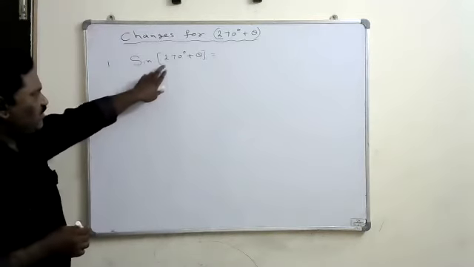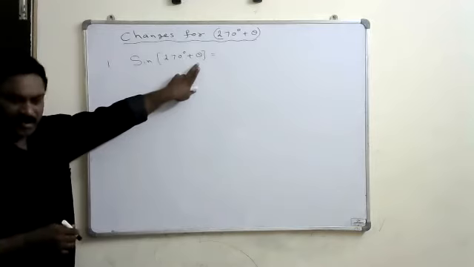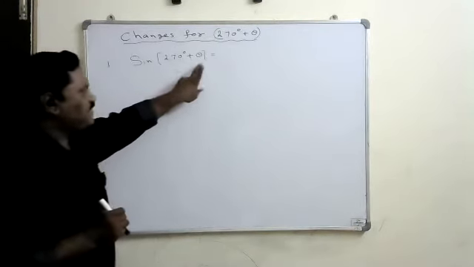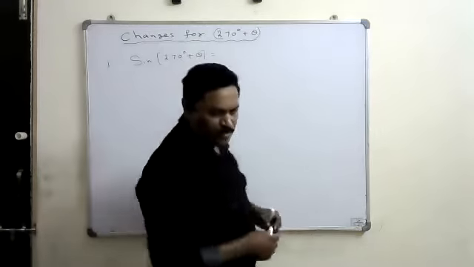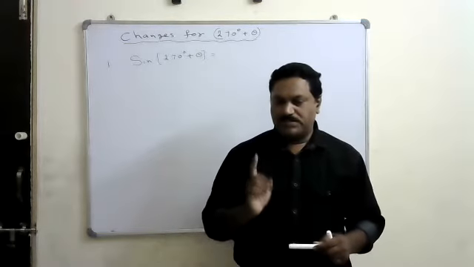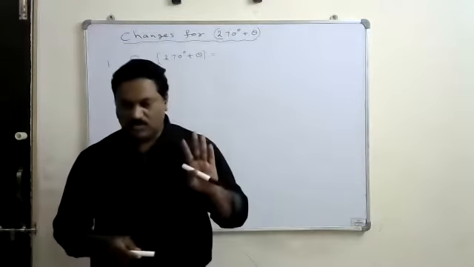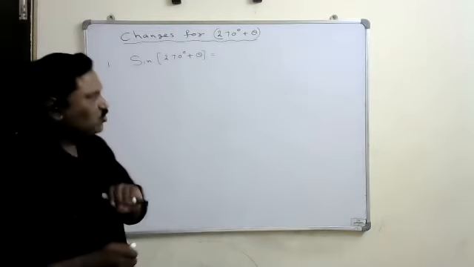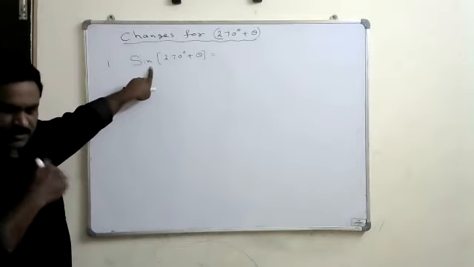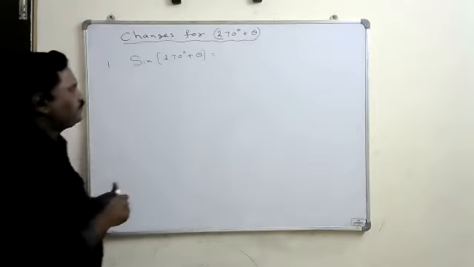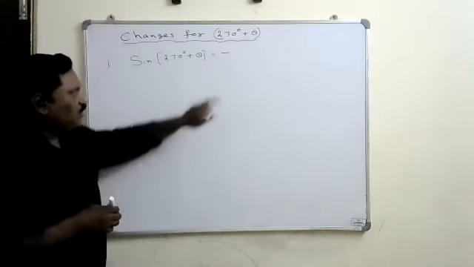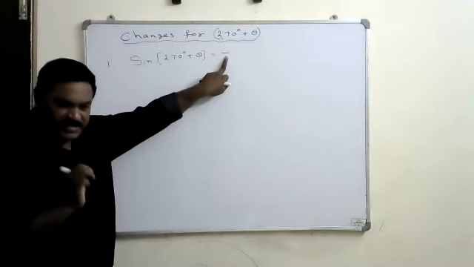To observe this, here the angle is 270 degree plus theta. Tell me, in which quadrant does 270 plus theta lie? Fourth quadrant. In the fourth quadrant, what is the sign for the sine function, positive or negative? Negative. Like that, we have to identify the sign first.